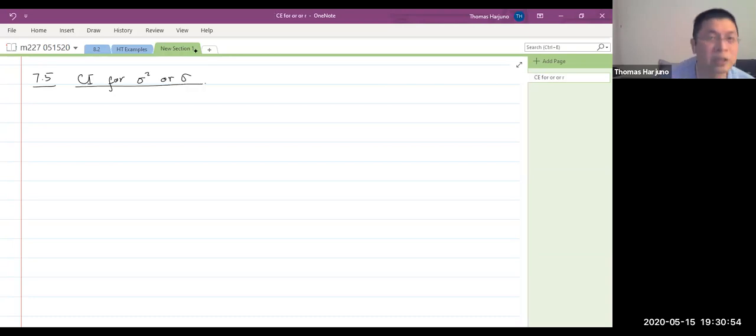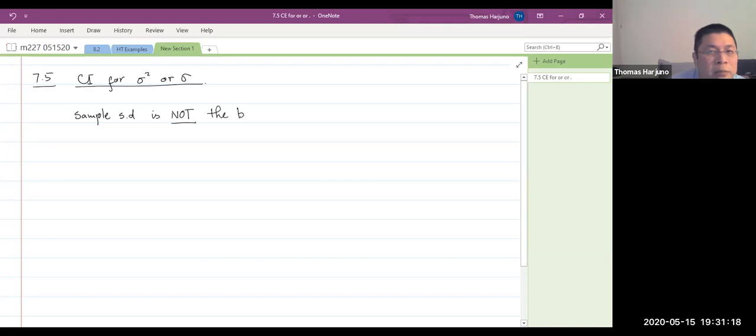Now, when we do confidence interval for population variance or population standard deviation, one thing needs to be said first: that sample standard deviation is not the best point estimate for population standard deviation.